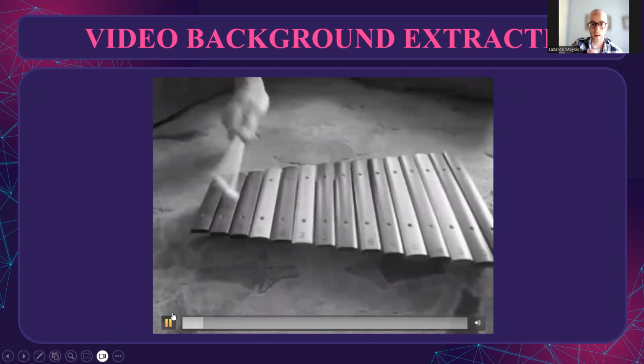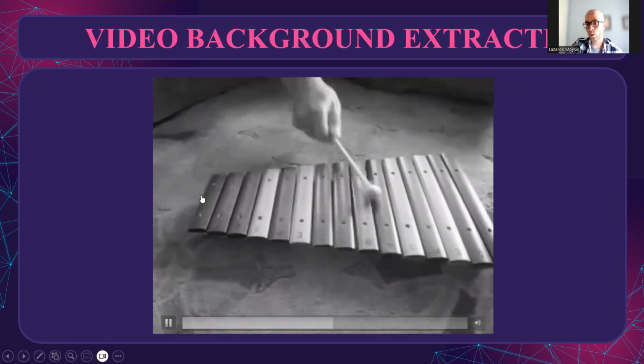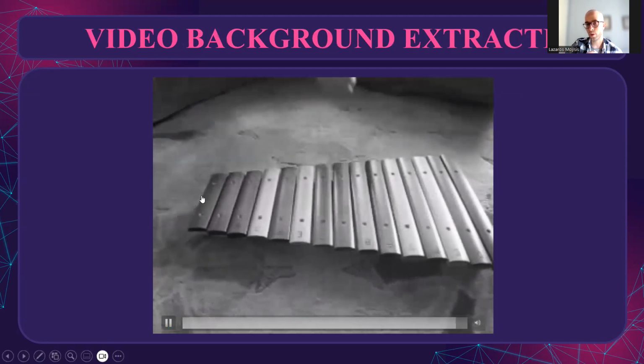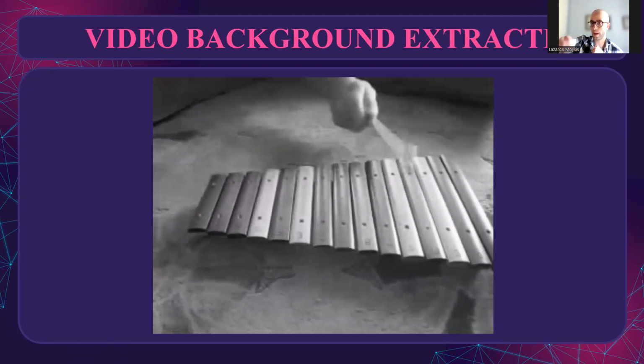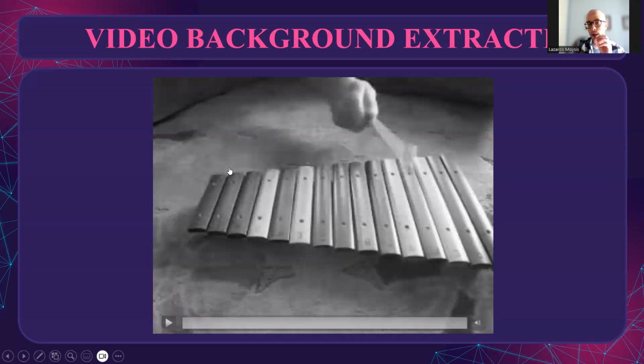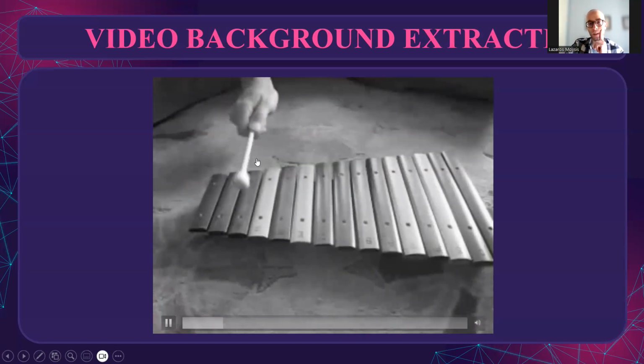What do I mean? I can take this collection of frames from this video where you see this hand moving around, and I can extract only the background from this video, which is a static image. So how do I do that? The technique actually is amazing.